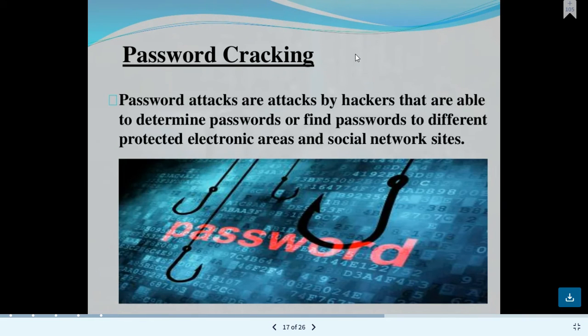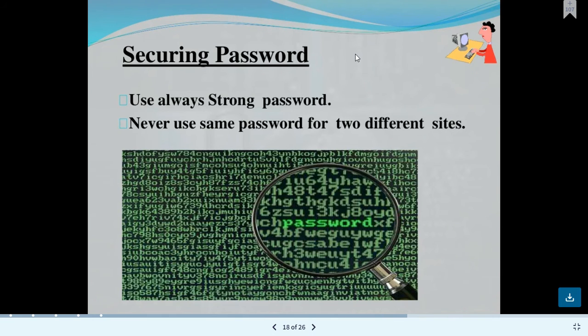Password cracking. Password attacks are attacks by hackers who are able to determine or find passwords to different protected electronic areas and social network sites as well. So that's password cracking, which is also going around in the industry, and you need to protect yourself and be aware of this technique. For security, always use a strong password.